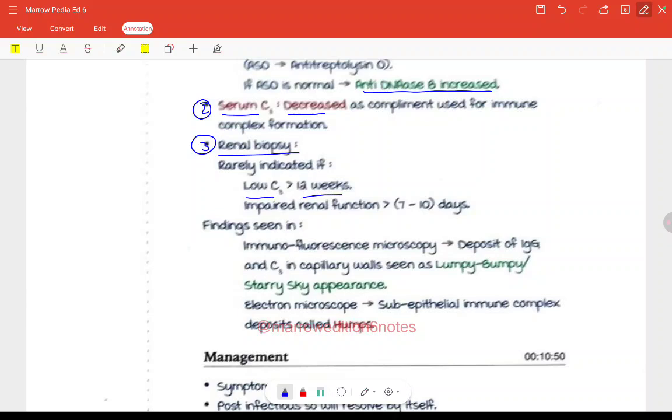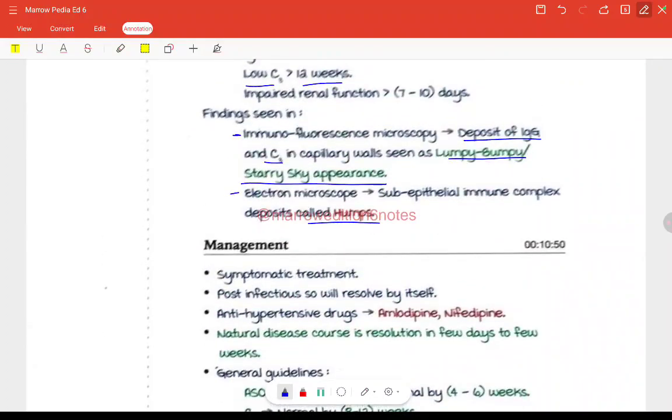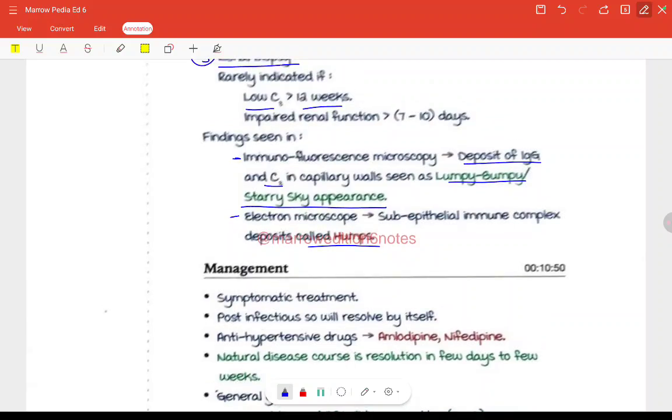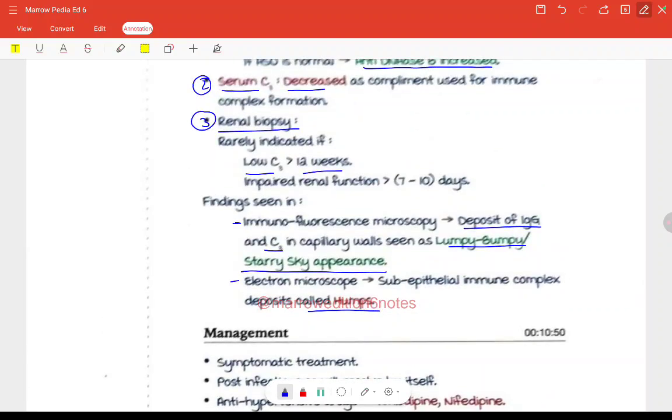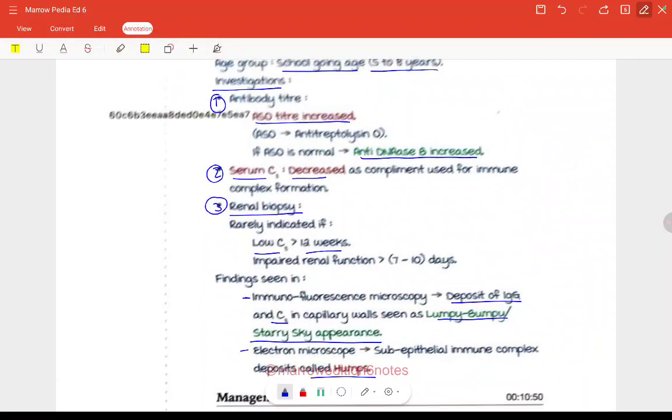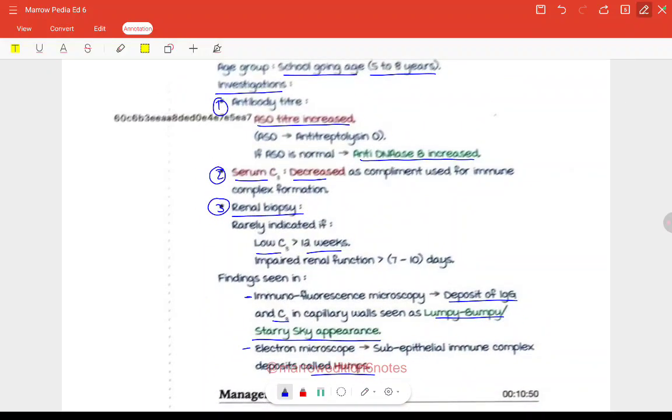And findings seen on the renal biopsy is that on immunofluorescence microscopy there will be deposition of IgG and C3 in the capillary wall, seen as lumpy, bumpy and the starry sky appearance. And on electron microscopy subepithelial immune complex deposit called as the humps. So what we saw on immunofluorescence, lumpy, bumpy and starry sky appearance, and on electron microscopy we can see subepithelial immune complex deposition called as the humps. Fine. This was all the investigations which need to be done in glomerulonephritis.